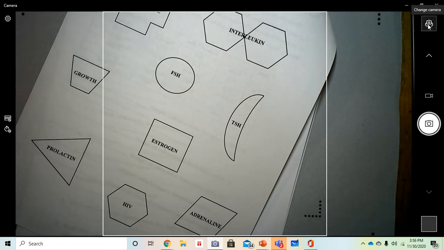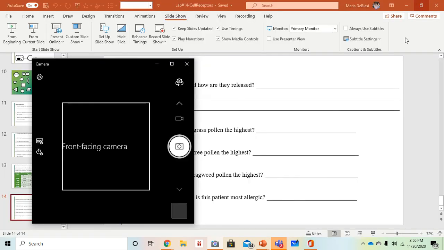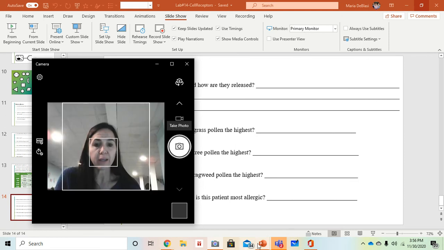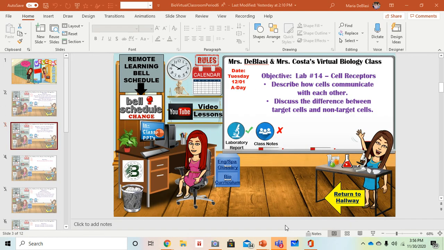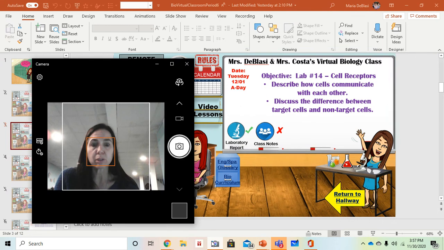Let's just minimize this. So we have completed this lab. We talked about cell receptors. We talked about how cells communicate with one another. And we talked a little bit about the difference between a target cell and a non-target cell. So the target cell is the cell with the matching receptor to the messenger. A non-target cell would not have that same shape, so therefore it can't attach and it's not a target.